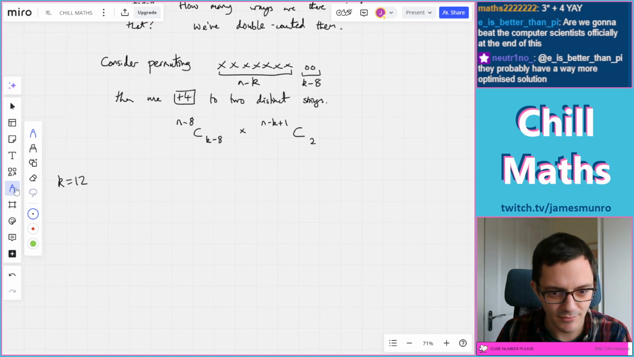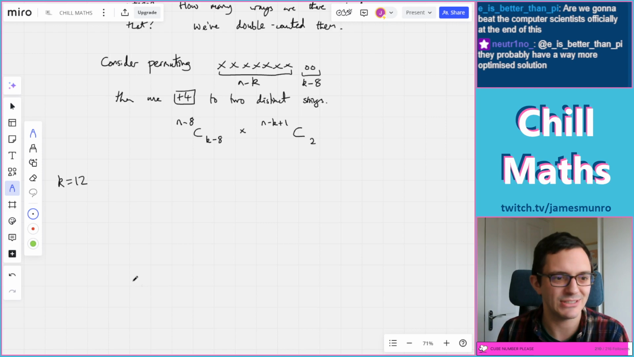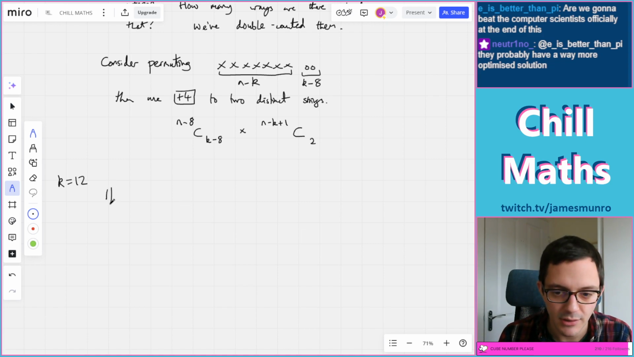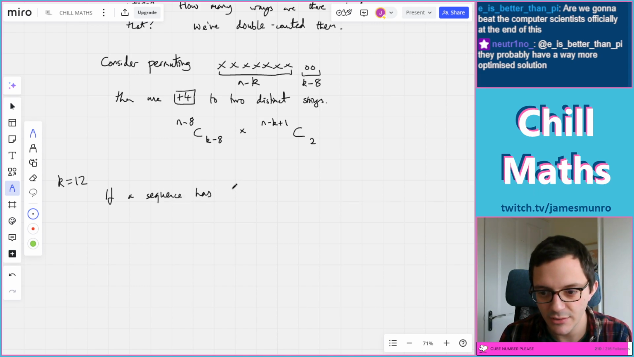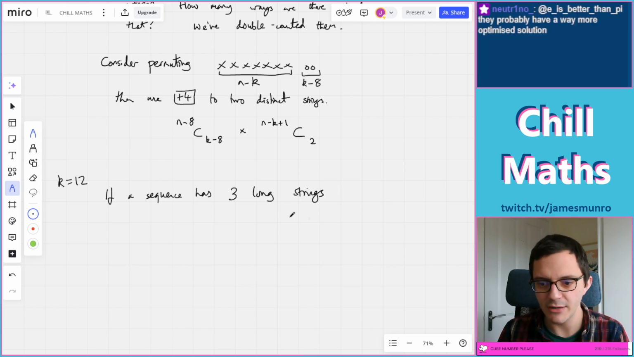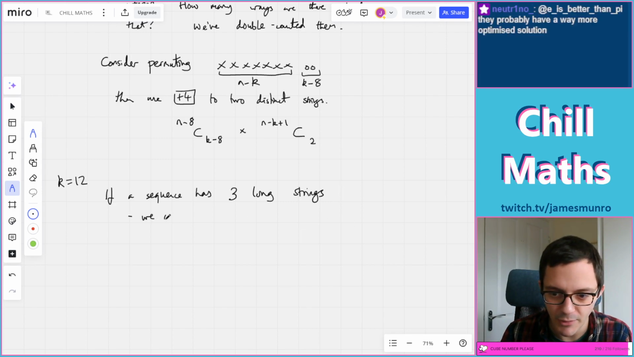Clear menu. Here's the thing you came for, when I'm done grumbling at my whiteboard. K equals 12. There's a small chance that you had 3 long strings. If a sequence has 3, I'm calling them long strings, ones with 4 or more in a row, 3 long strings, then we counted it.